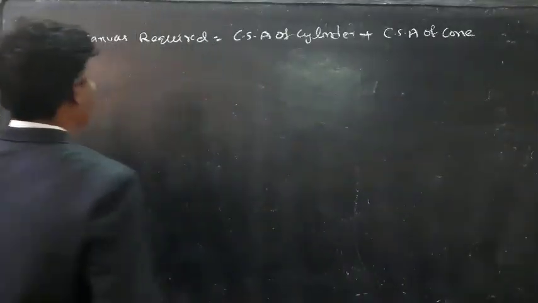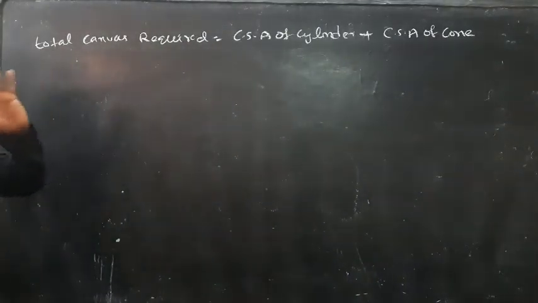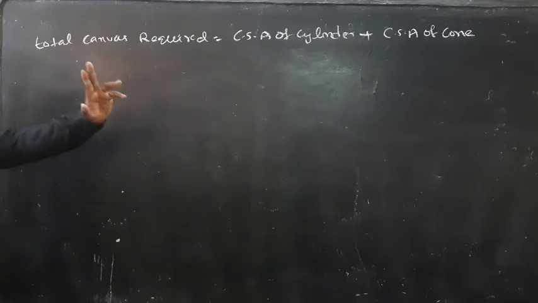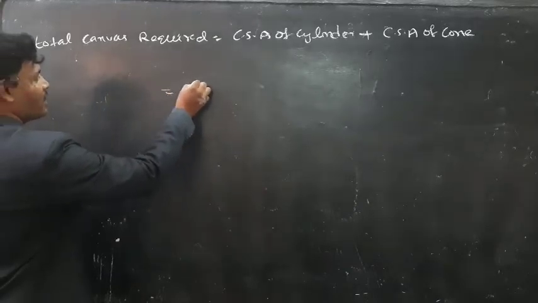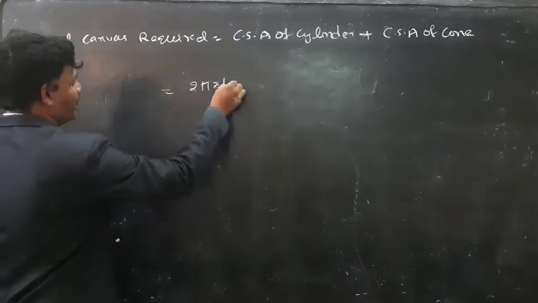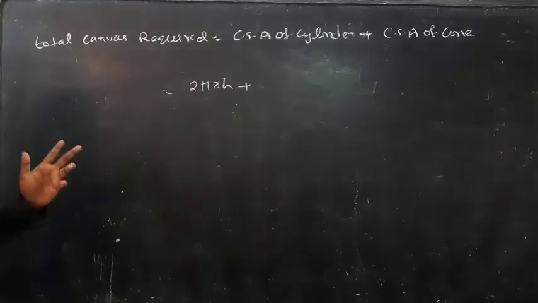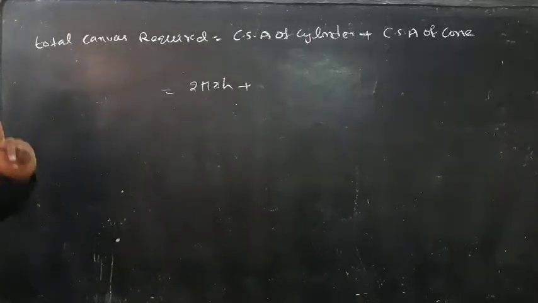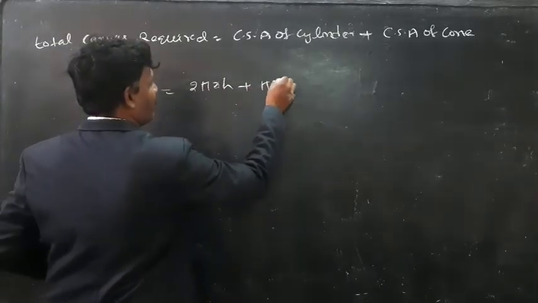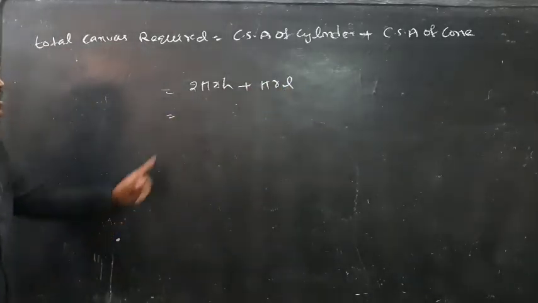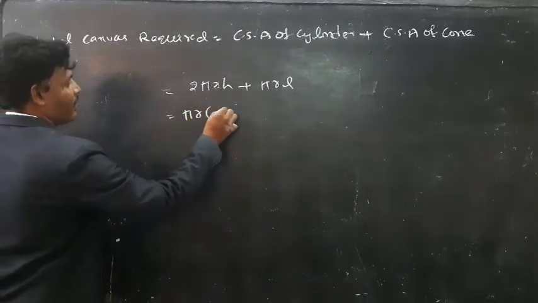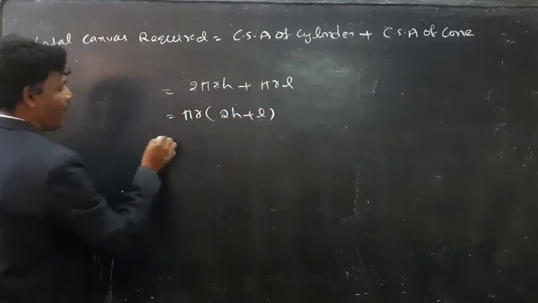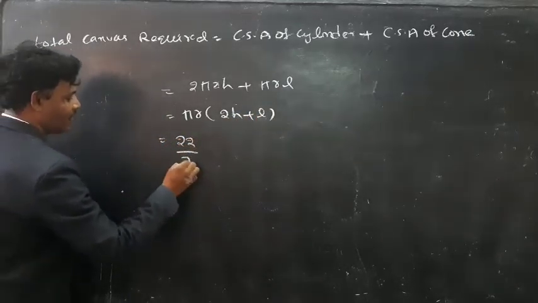Here the total canvas required to prepare such a tent is the curved surface area of the cylinder plus the curved surface area of the cone. What is the formula to find the curved surface area of the cylinder? 2 pi RH. And also the CSA of the cone is pi RL. From these two we can take pi R as common, bracket 2H plus L.